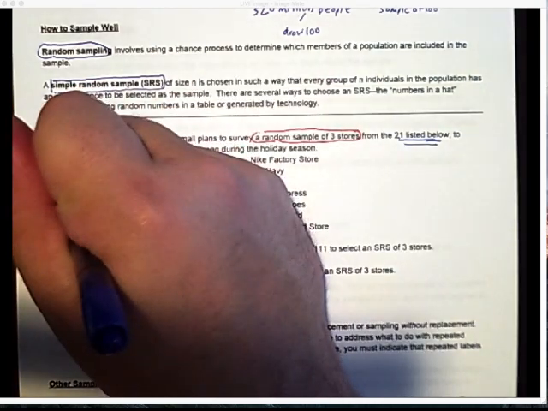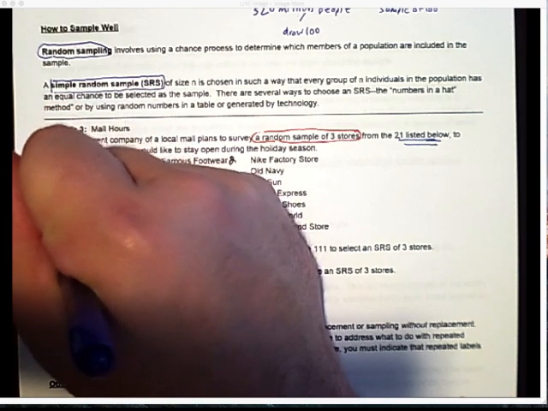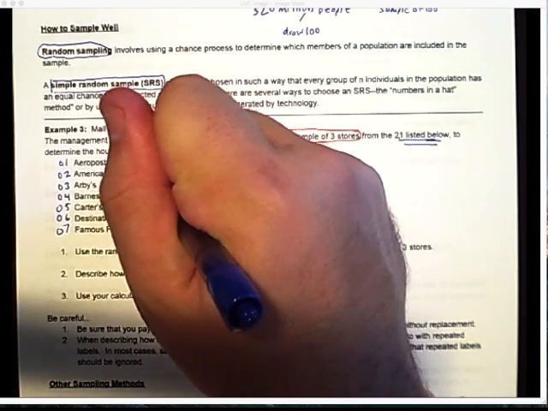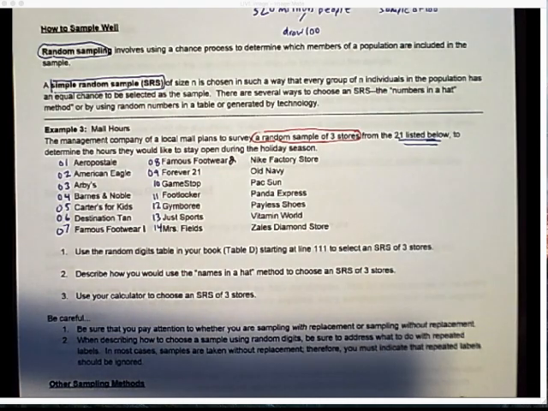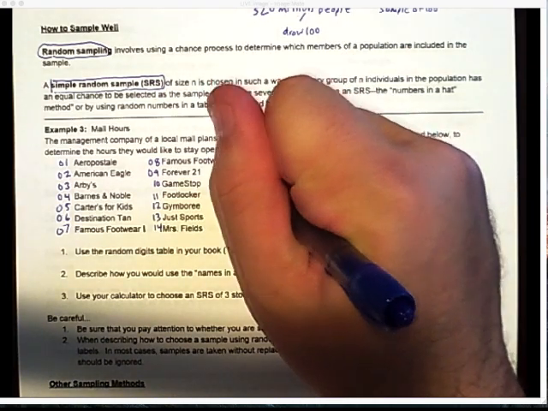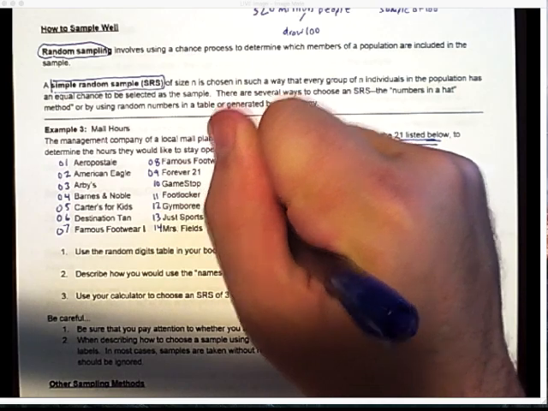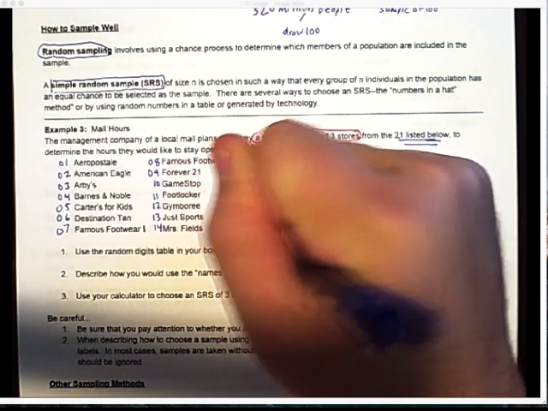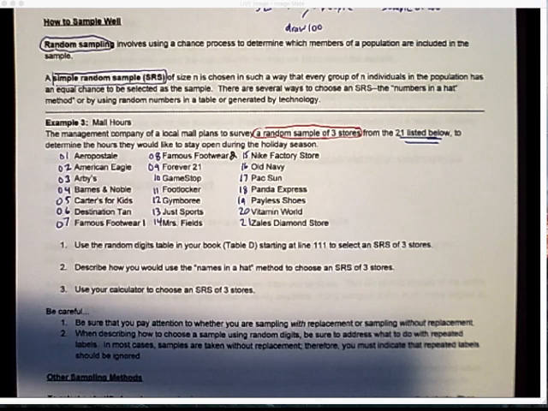And actually, since we have some 2-digit numbers here, all the ones that start with a single digit, I'm going to put 0 in front of them. Okay. 14, 15, 16, 17, 18, 19, 20, and 21. Okay. It says use the random digit table in your book, starting at line 111, to select an SRS of 3 stores. So in your textbook in the back, there's a table. It's a table of random digits. All right. I'm just going to go to that.